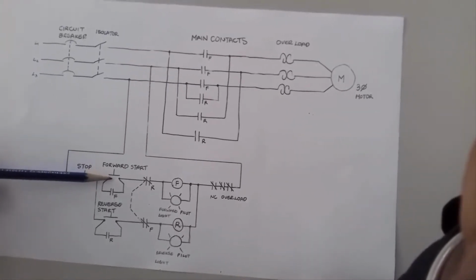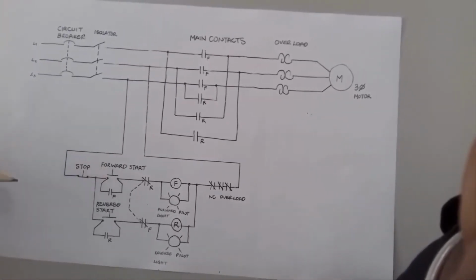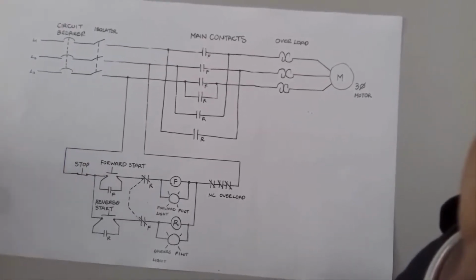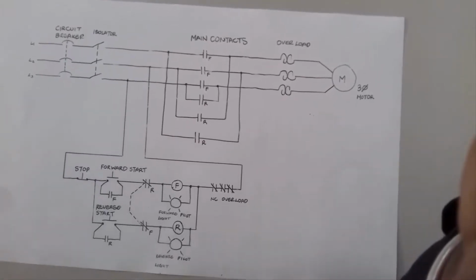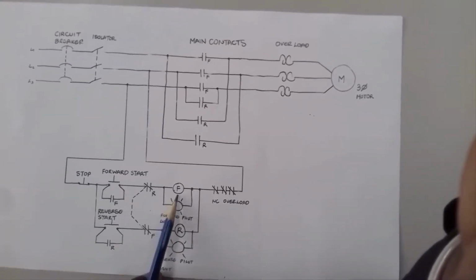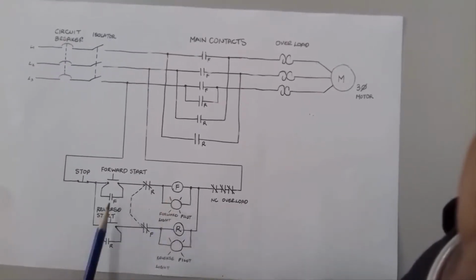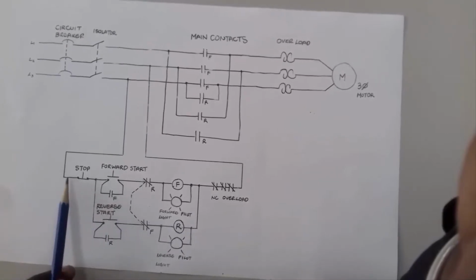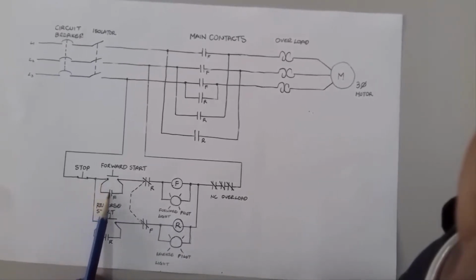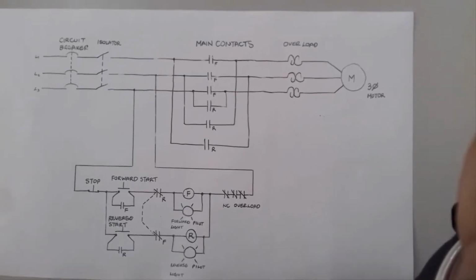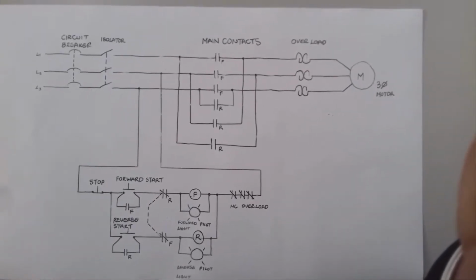Also happening, when we release our finger from the forward button it will return to being normally open. The motor, however, will continue to spin because when the forward coil is energized, it also closes these auxiliary or holding contacts, and so current can still flow through to the coil, keeping it energized and keeping the motor running in a forward direction.